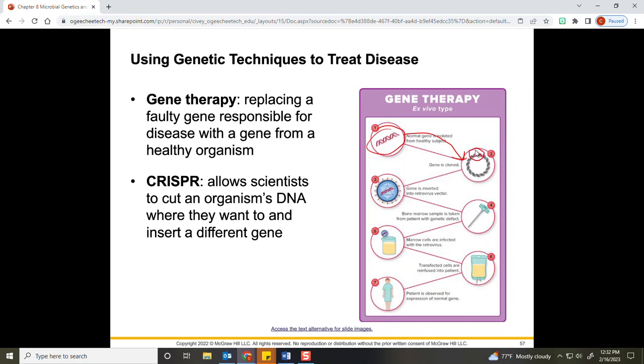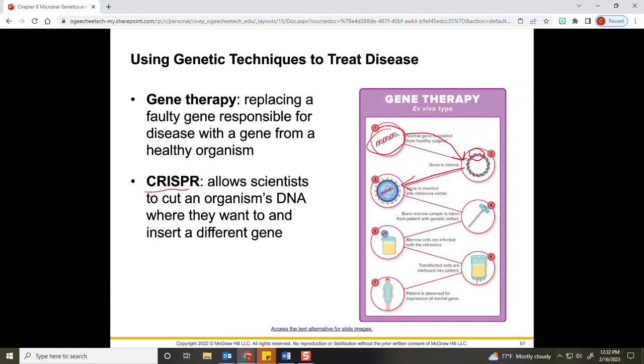So this is the human gene. The rest of it's the viral gene. We allow it to be reinserted into a virus. And then we are going to take a bone marrow sample from the patient with some kind of genetic defect. The marrow cells are infected with the retrovirus that is altered, and the transfected cells are now reinfused into the patient, and the patient is observed for expression of the normal gene. So that means, since they have these virally infected cells that contain the healthy hemoglobin gene, they're now going to start making healthy hemoglobin. Pretty neat.